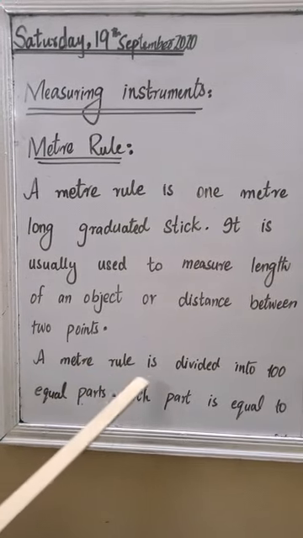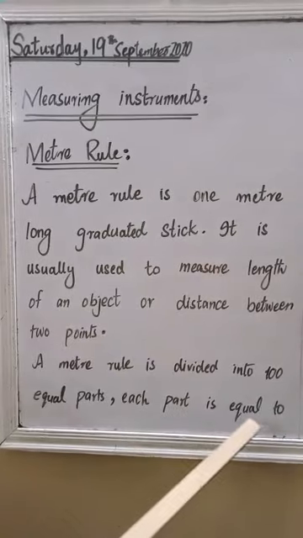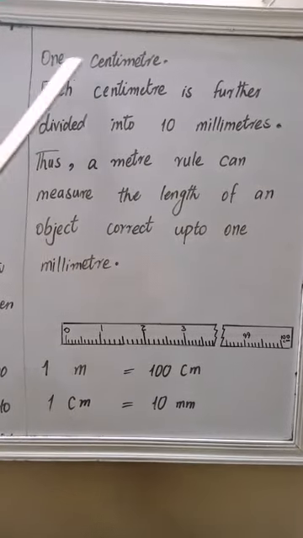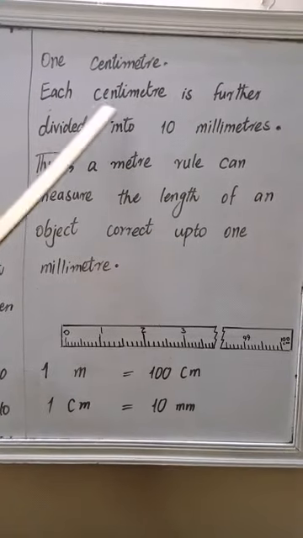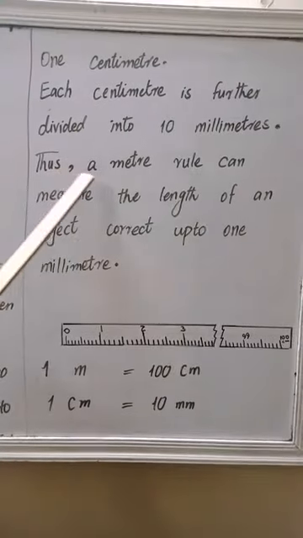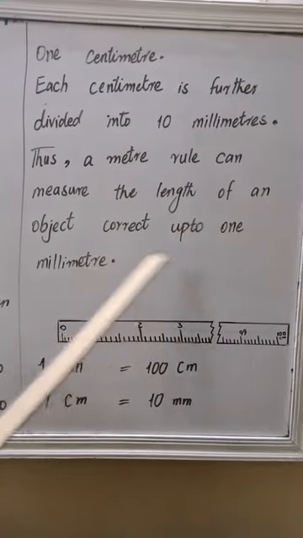A meter rule is divided into 100 equal parts. Each part is equal to 1 centimeter. Each centimeter is further divided into 10 millimeters. Thus, a meter rule can measure the length of an object correct up to 1 millimeter.